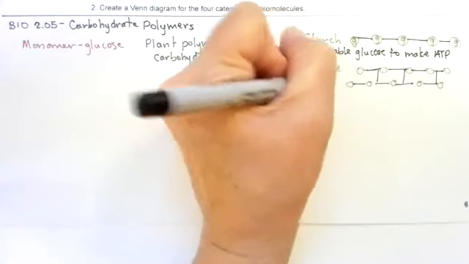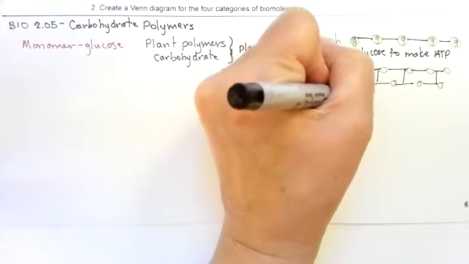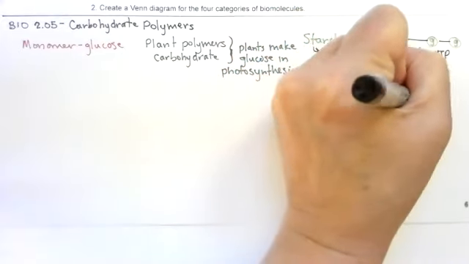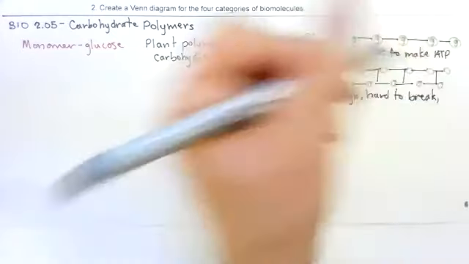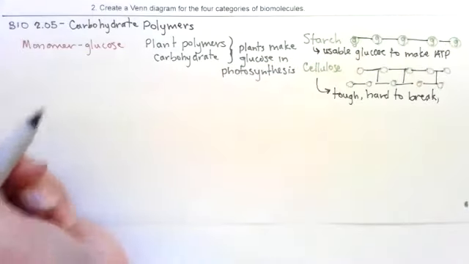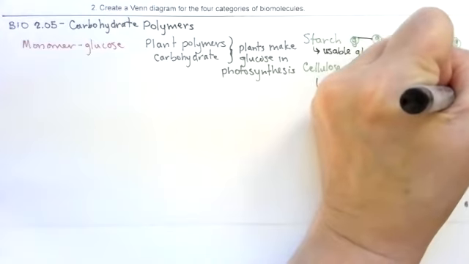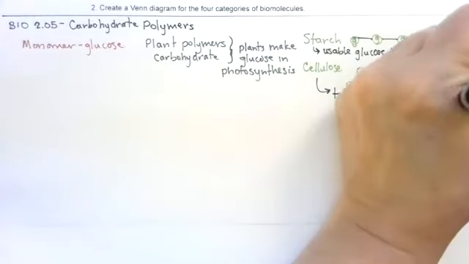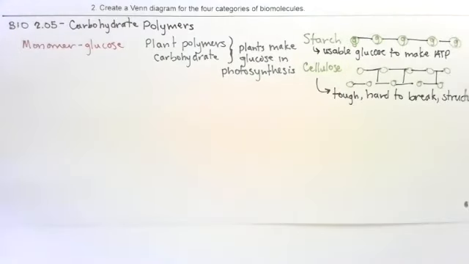But cellulose is tough, it's hard to break, and this is what the plant uses for structure. If you've ever eaten a piece of celery and you took a bite and you pulled and the strings came off, like there's strings on the back of celery, that's cellulose. And that gives you an idea of how tough it is.